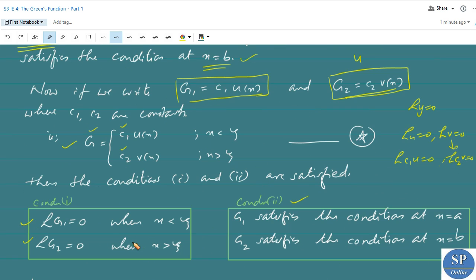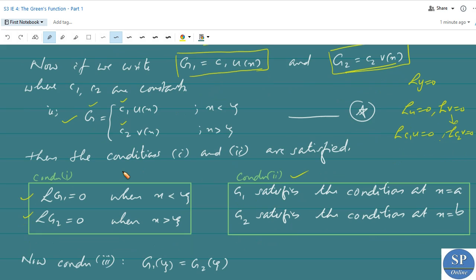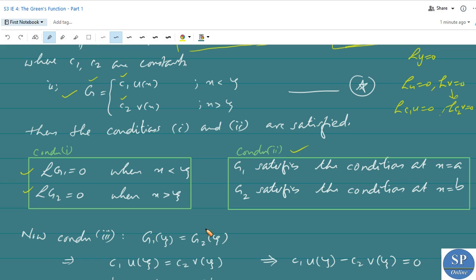Here we have verified that the first two conditions are clearly satisfied. Now what about the third and fourth conditions? The third condition is g1 of zeta equals g2 of zeta, that is, the Green's function is continuous at x equal to zeta. Since g1 is c1 times u of x and g2 is c2 times v of x, we have c1 u of zeta equals c2 v of zeta. From this we obtain the equation c1 u of zeta minus c2 v of zeta equals 0.